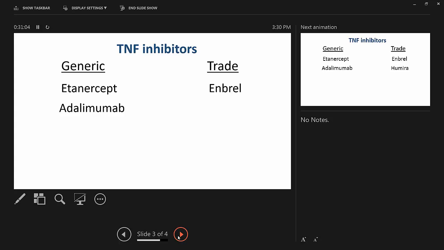Adalimumab. Adalimumab. Humira. Humira. Golimumab. Golimumab. Simponi. Simponi.